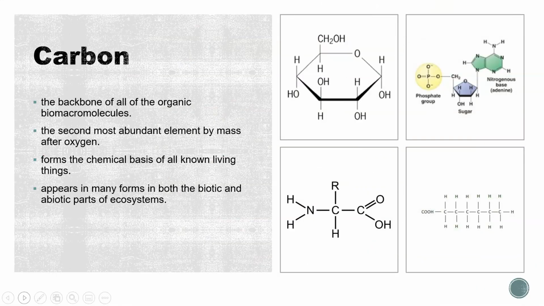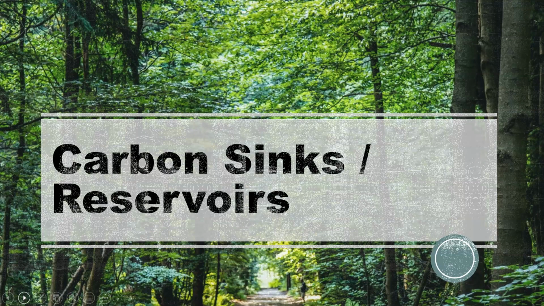Okay, so thinking about carbon, and we've talked about carbon a lot, especially in topic 1, unit 1.1, unit 1.2. Carbon is the backbone of all of our biomacromolecules. It's the second most abundant element by mass after oxygen. It forms the chemical basis of all known living things, and it appears in many forms both in the biotic and the abiotic parts of our ecosystems. So biotic being living and abiotic being non-living.